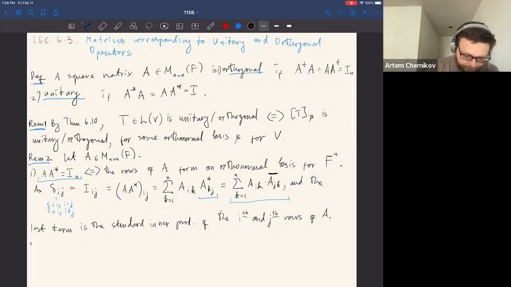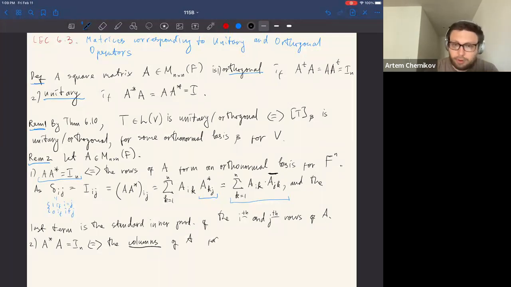And the second part is that, similarly, we have that A star A, so the product in the opposite order, is equal to the identity matrix. This is equivalent to saying that the columns, as opposed to rows, so in this order, the columns of A form an orthonormal basis for F^n, right? Okay, so we have these two remarks. And the argument here is the same, just you take the product in the opposite order.